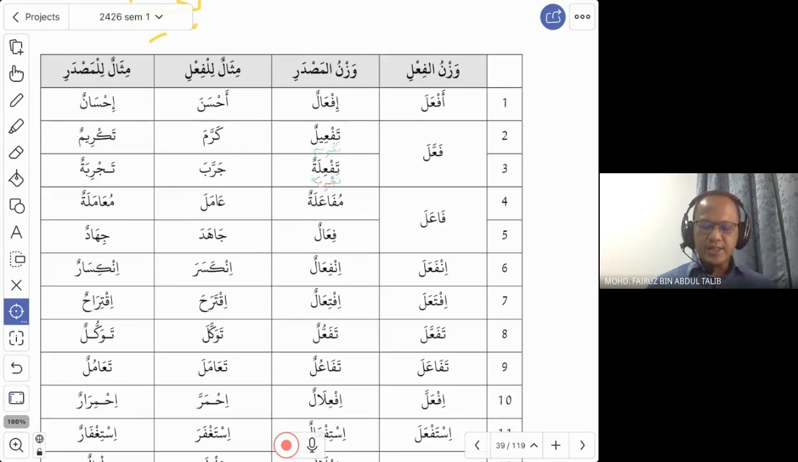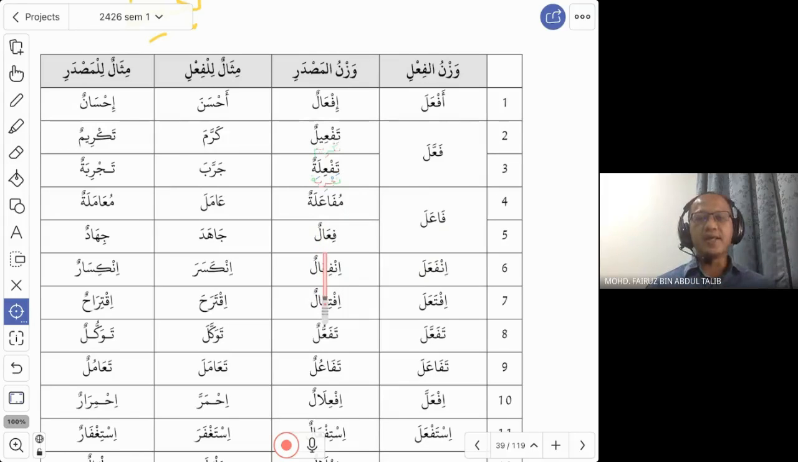Then we look at the second masdar for the fi'il fa'ala. Sometimes you can have another masdar, another wazan. Fa'ala again, fa'ala yufa'ilu, but now the masdar is fi'alun. Just now it was mufa'ala, now fi'alun for the same fi'il. So here what you add is just the alif. Okay, you don't have mim, you don't have ta, you just add alif.